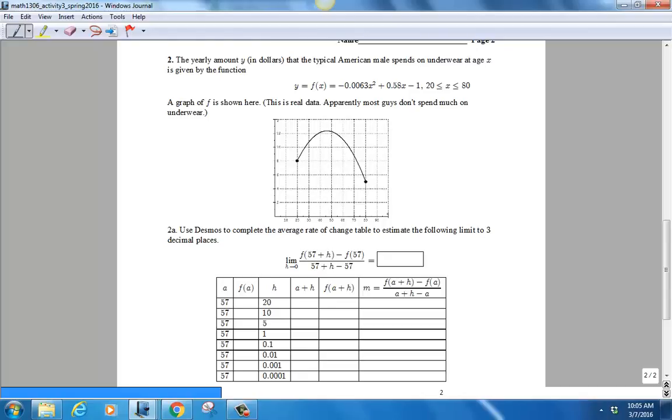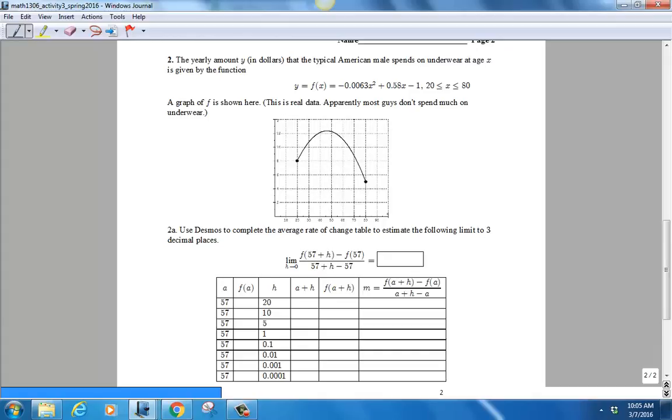And we're going to estimate here to 3 decimal places the instantaneous rate of change at the input 57. So 57 is about right here, if you can see that better on your handout than the printout here on the screen. But 57 is about right there. So we're trying to estimate that instantaneous rate of change at 57, which is the same as the slope of that tangent line if you draw one there at 57, okay?